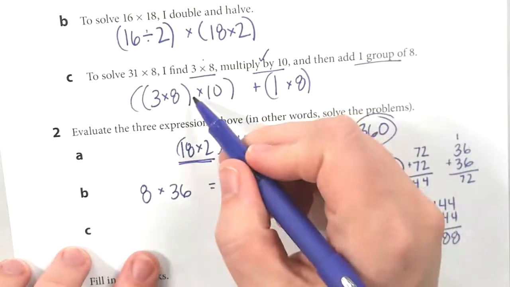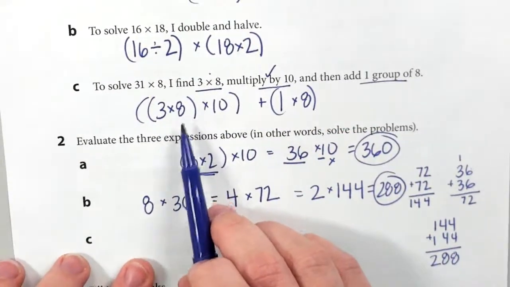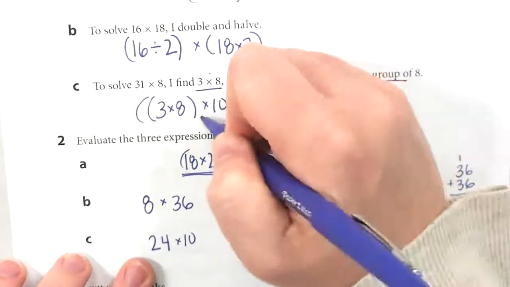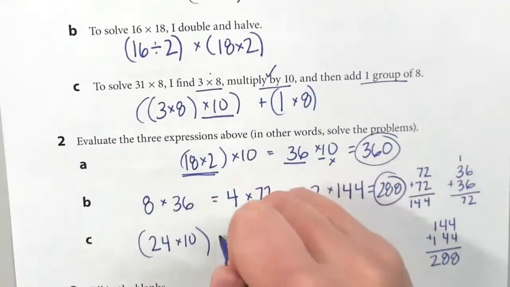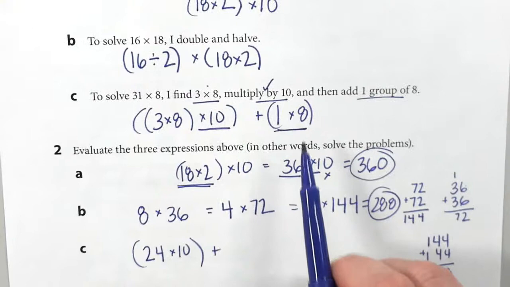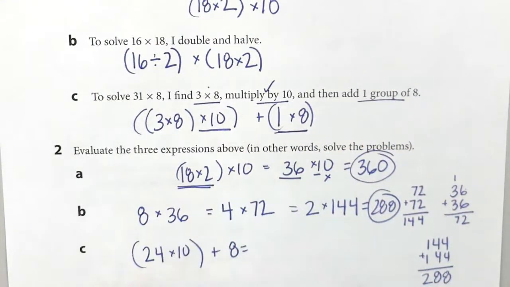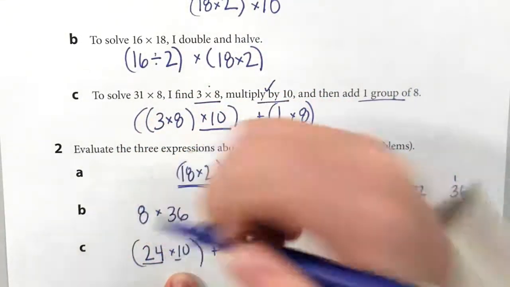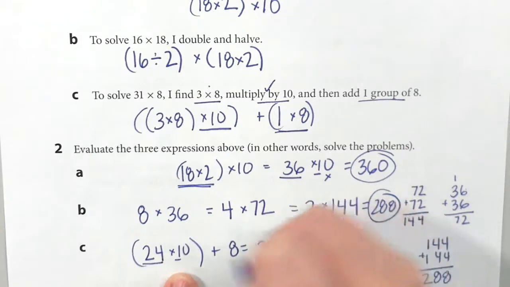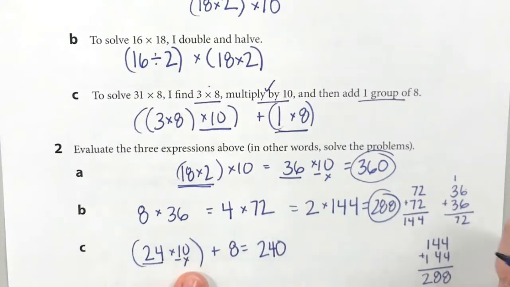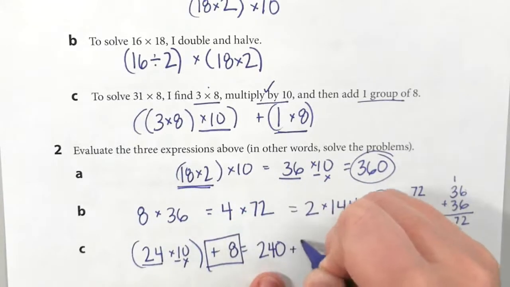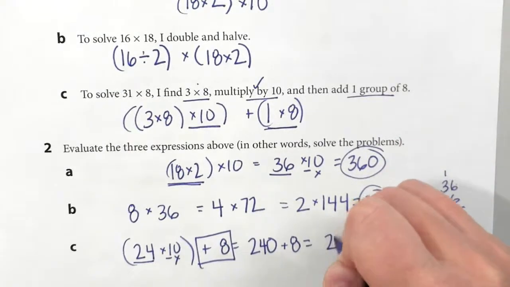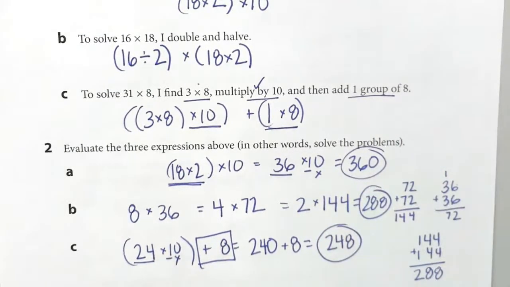And letter C. First, we're going to solve what's 3 times 8? 24. I have to take the 24 times 10. I'm going to put that in parentheses. Plus, what's 1 times 8? 8. Okay, so this is my new problem. Here we go. Let's take 24 times 10. 24 times 1 is 24. I have to attach a 0. Plus 8. 240 plus 8 is 248. And circle your answer.